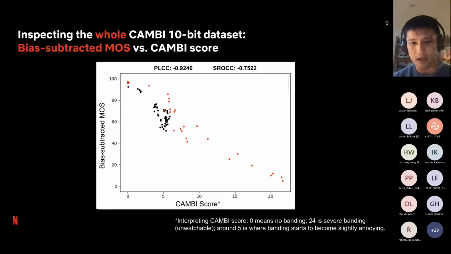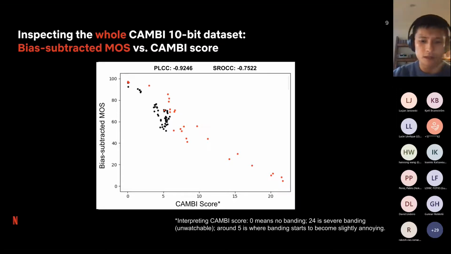So just to give you a very high-level idea of how you can interpret the Canby scores: here, 0 means there's no banding detected by this algorithm. And typically a value of 24 for Canby is pretty severe banding. You can think of it as pretty unwatchable. But of course, it depends on the viewing condition. The darker the room, the more visible the banding is, but 24 is pretty bad. And around 5 is where the banding starts to become slightly annoying.